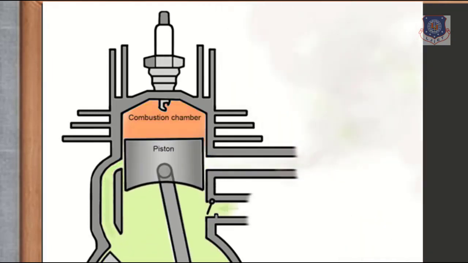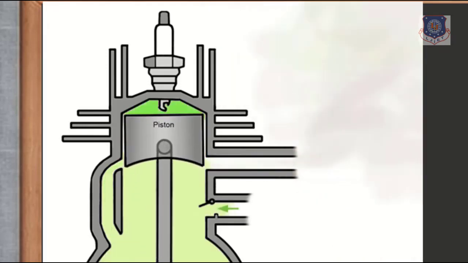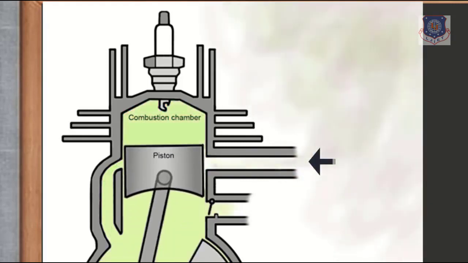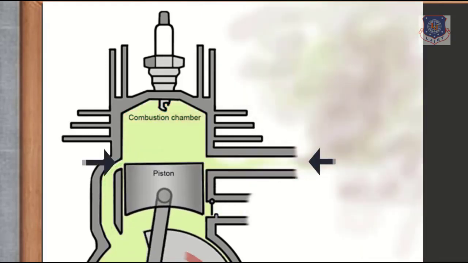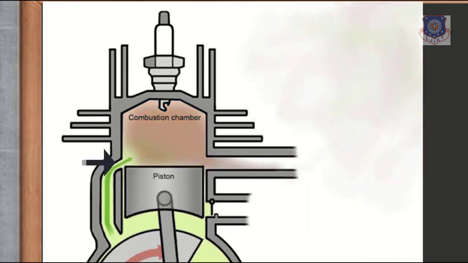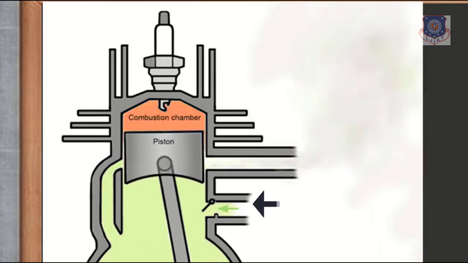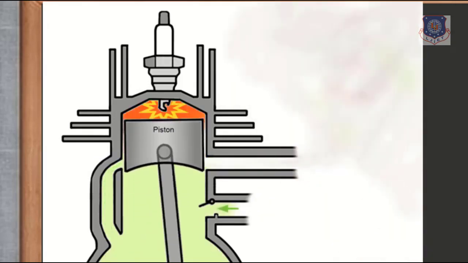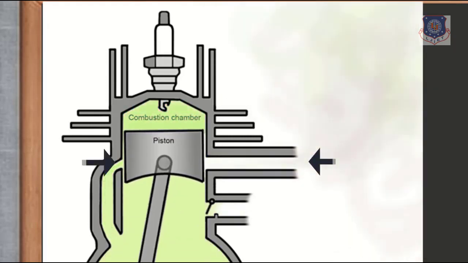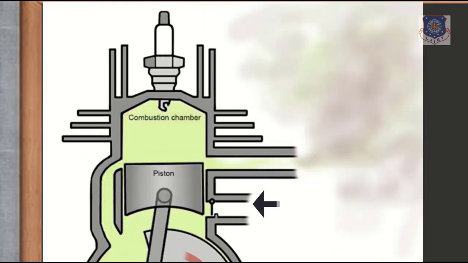Now let me clear you again. When the piston is moving from upside to downside, that is expansion. Fine. So it will start opening the exhaust. Thereafter it will open the transfer port, and thereafter it will close the inlet port. See, when the piston is coming downside, it is actually opening the exhaust, opening the transfer port, and thereafter it is closing the inlet. Fine. So these three things are done together.